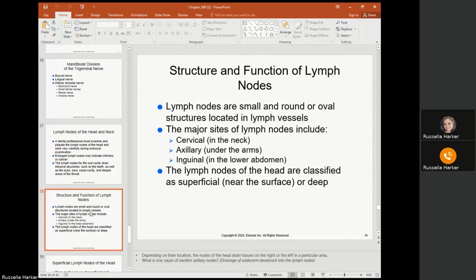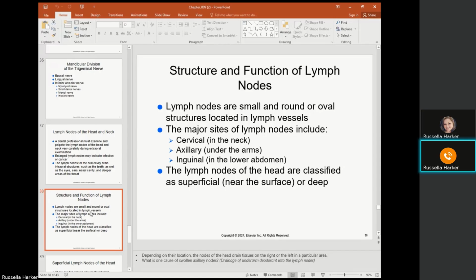Lymph nodes are small, round or oval structures located in your lymph vessels. The major sites of lymph nodes are in your neck, which is called your cervical area, under your arms, which is your axillary area, and in your lower abdomen, in your inguinal area. The lymph nodes of the head are classified as superficial, which means near the surface, or they can be deep, which are harder to palpate because they are located so far inside toward the middle of your body.